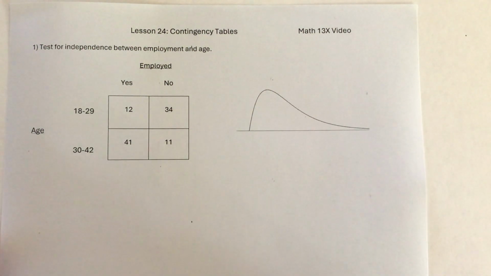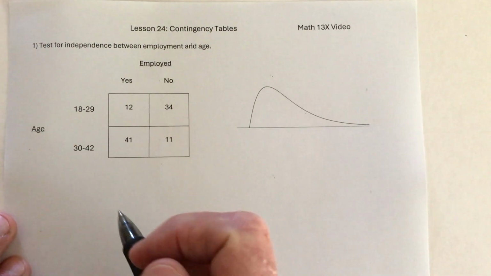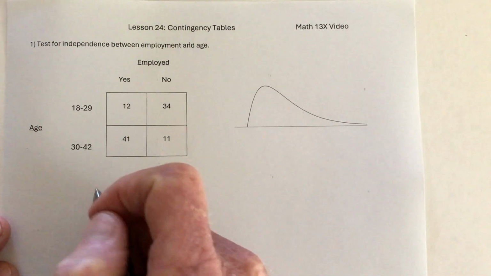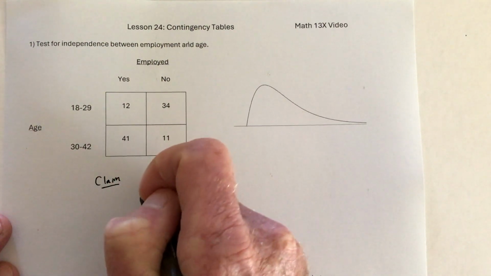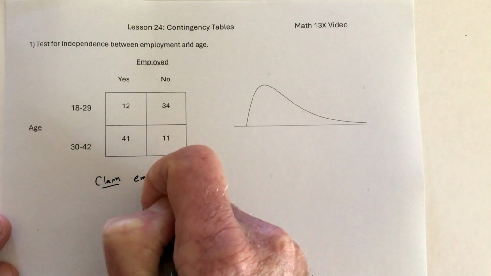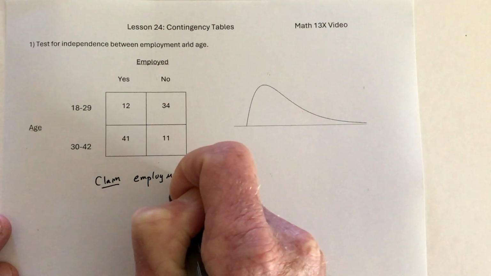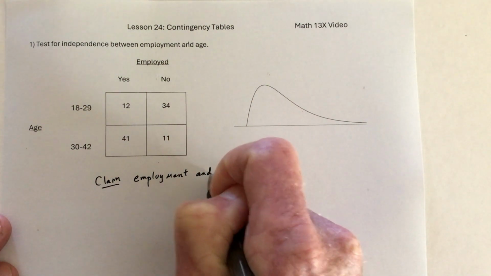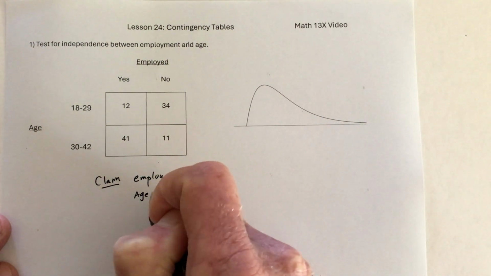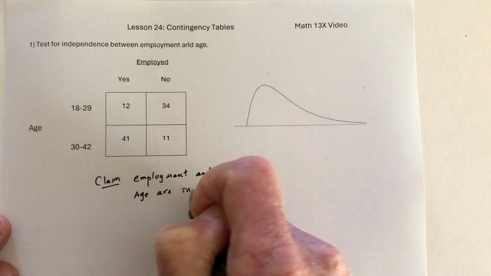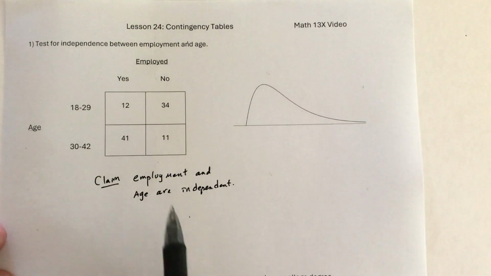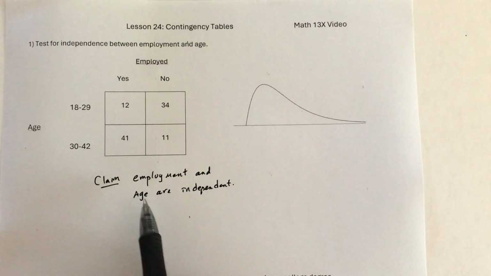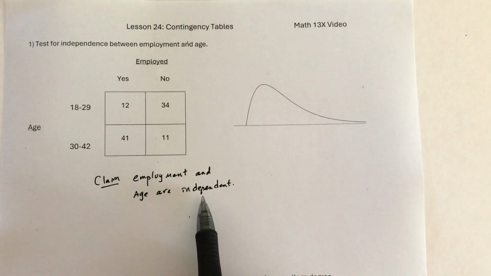Now to find out. Okay, so for one thing, with the claim, you don't even write numbers, you just write it in words. So the claim is that employment and age are independent. So in other words, the claim is saying that whether or not somebody has a job and their age have nothing to do with each other. I'm not saying that's true, I'm just saying that's the claim.